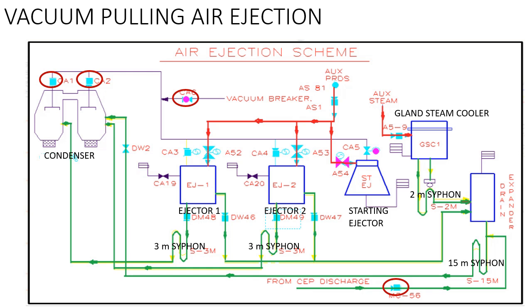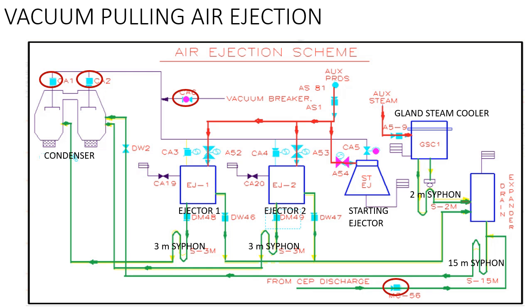We open the CA5 air valve, and then we open the AS4 valve, that is the steam valve, for the starting ejector. Then you have got the siphons, different siphons. You have got the MC56, that is from CEP discharge to charge the 15-meter siphon there, and that goes to the drain expander. From the drain expander, it goes to the condenser itself. So you have to fill up that siphon so that no air from the drain side also enters into the condenser.